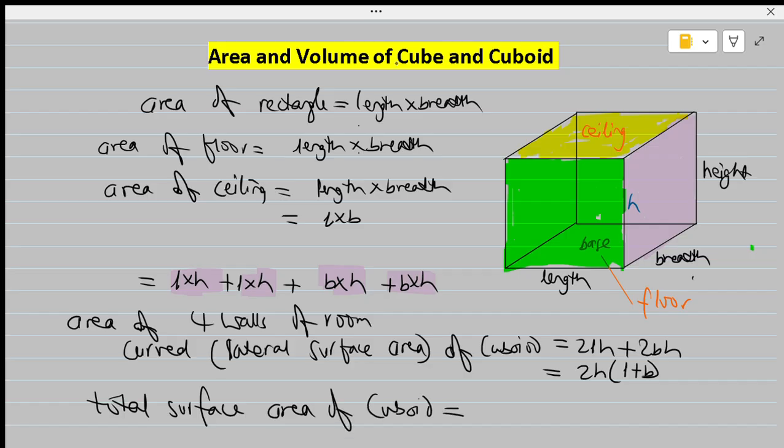So how much are you going to get? See, the area of the walls along the length is 2LH plus 2BH, is it? And the area of the floor and the ceiling, both have the same area, L into B, so 2LB, is it? So that will give you 2 common, LH plus BH plus LB. So this is the total surface area of the cuboid, or the total surface area of the room.